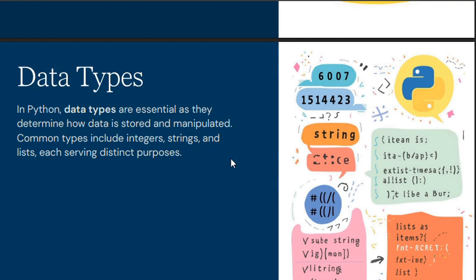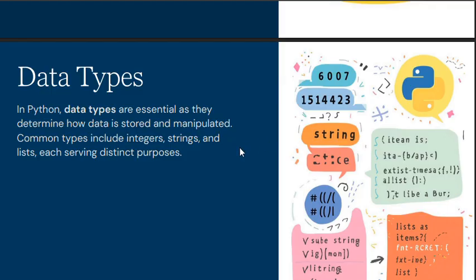Next are lists. Lists are like boxes that can hold multiple items. For example, here, fruits. In fruits we have apple, banana, mango. So you can store many values in one variable and access them easily.